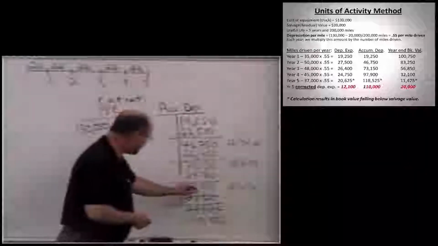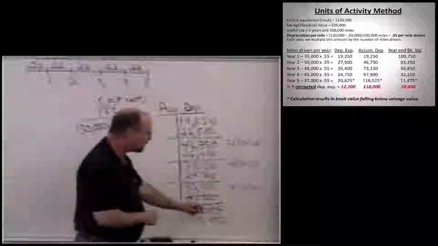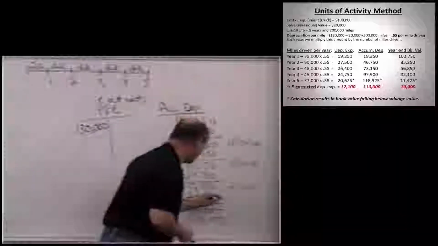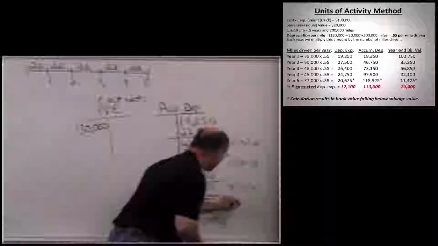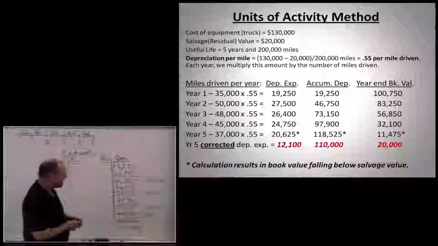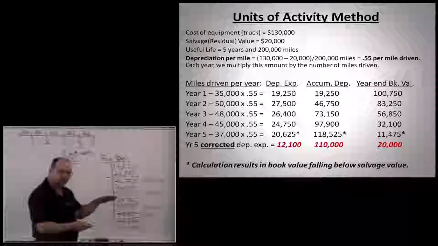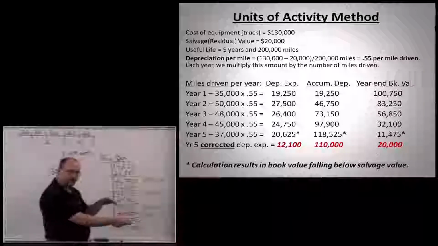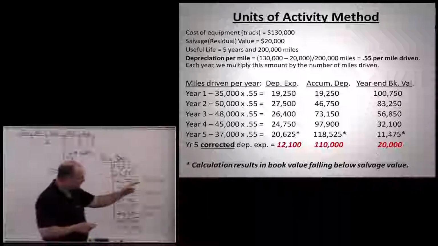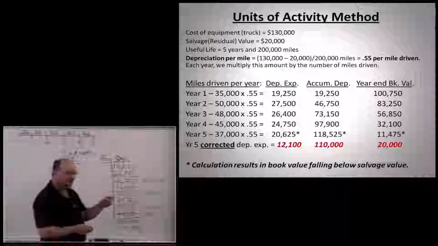So the difference between 97,900 and 110,000 is 12,100. That's on your schedule highlighted in red lettering. That's the amount of depreciation I can take in year 5. Debit depreciation expense, credit accumulated, 12,100. That will make my accumulated depreciation 110 and my book value 20,000.